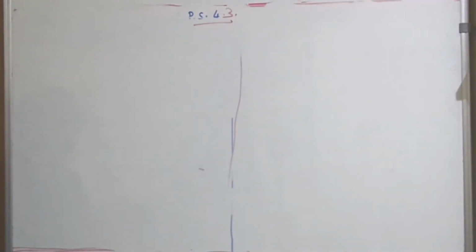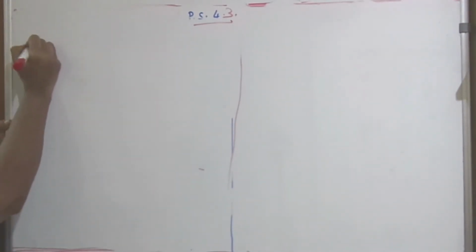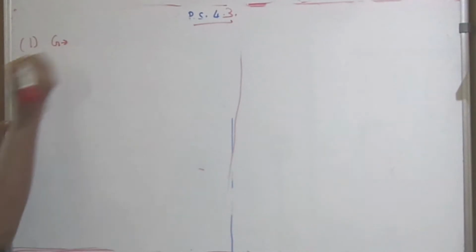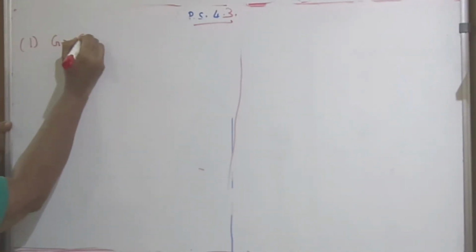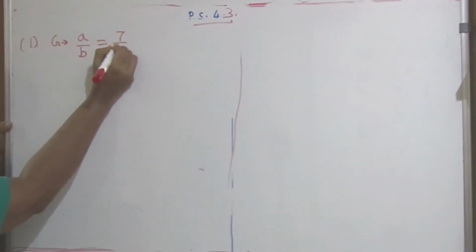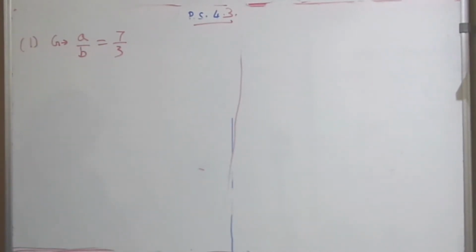Practice set 4.3. Question number one. If A upon B is equal to 7 upon 3, this ratio is given, and you have to find the value of... I'll do sum number 4 of question 1. Sums 2 and 3 were already done on StudyCloud, and the first one I will give you as homework, as the first and fourth are similar. So one of them I am doing, the fourth one.